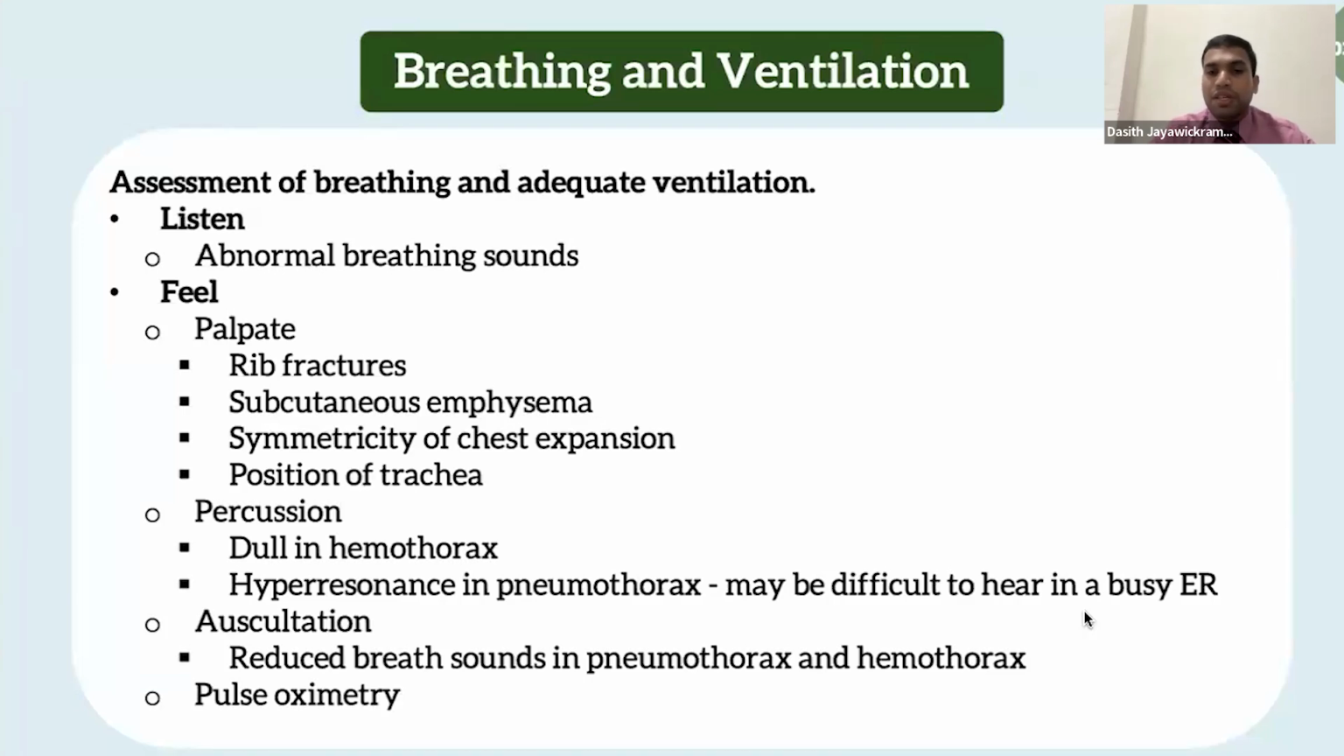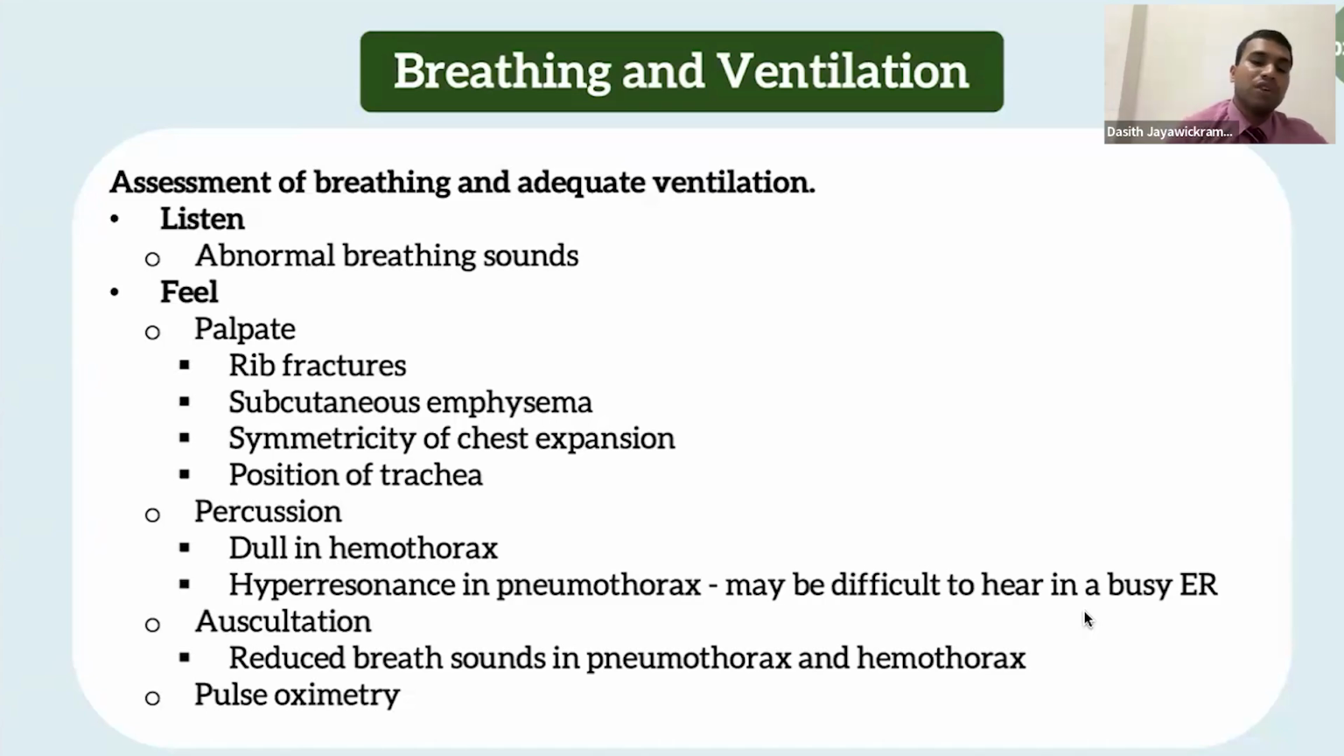The trachea might be deviated to one side in case of a massive pneumothorax or tension pneumothorax. We percuss the patient. Now, percussing a patient in a busy emergency room is not practical because we might not hear, but we can do percussion. In case of hemothorax, the percussion will be dull. But in case of a pneumothorax, there will be hyperresonance in percussion. But these findings might be difficult to hear in an ER. But for the MCQ setting, you need to know this.